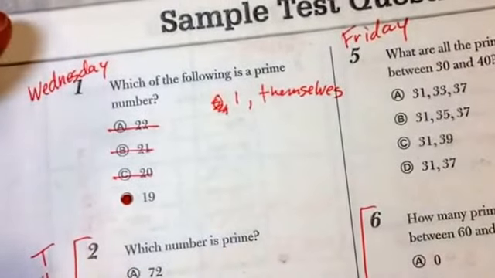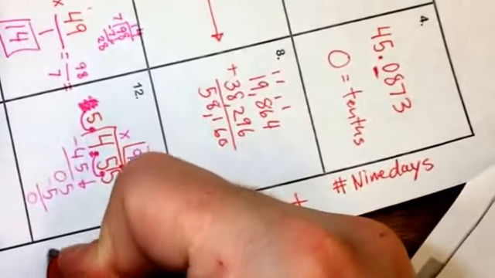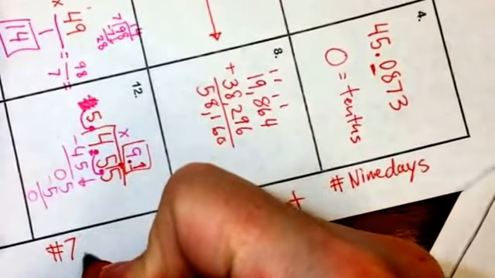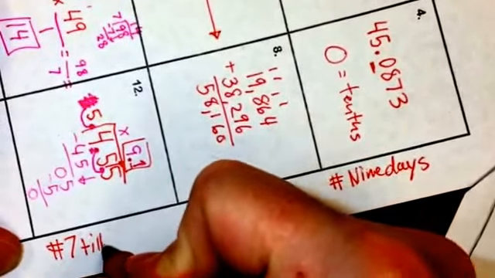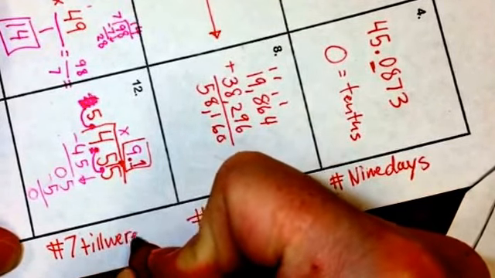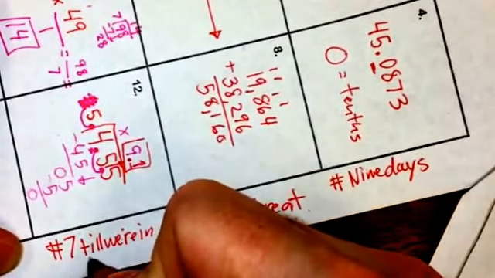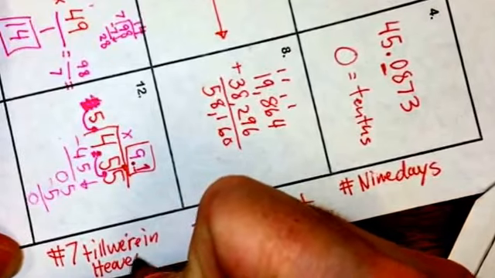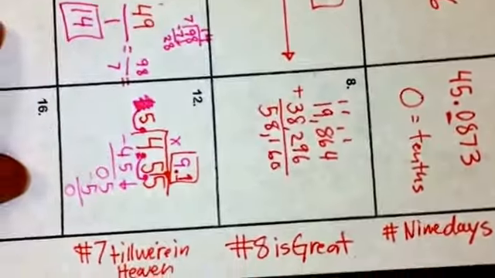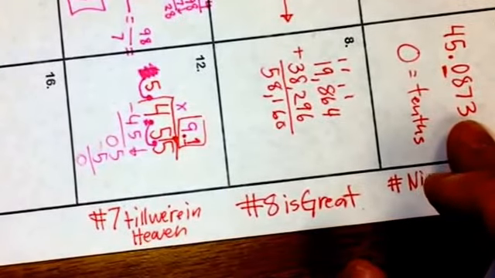All right, so your password for today is 7 till we're in heaven. All right, 7 more days until we have spring break, guys. Let's enjoy them.